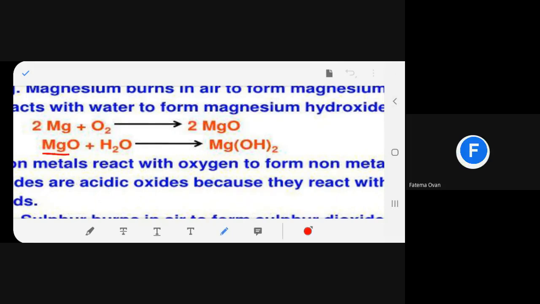Now here magnesium is 1. Oxygen is 1 plus 1, 2. Oxygen is 2. Hydrogen is 2, and hydrogen is also 2 outside the bracket. This is how it's called balancing. Are you understanding what I'm trying to show? Yes, ma'am.